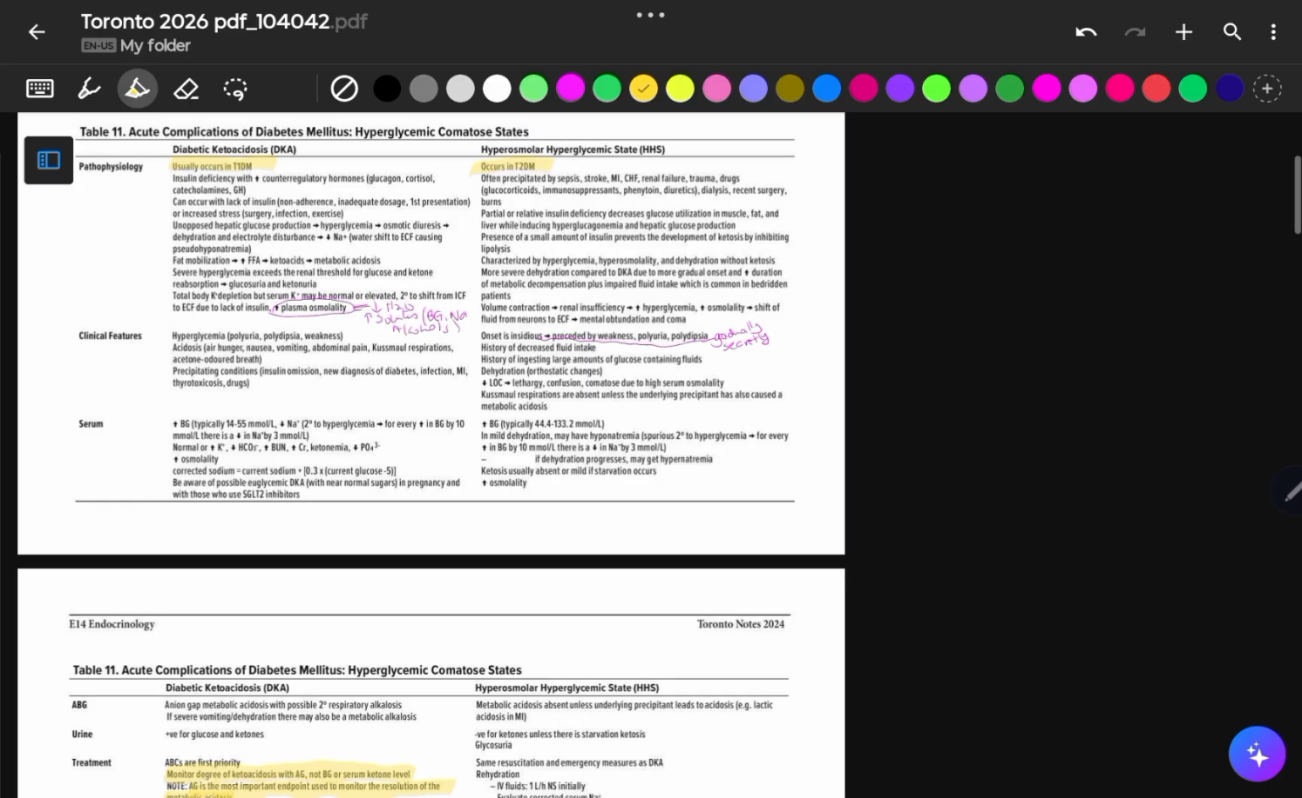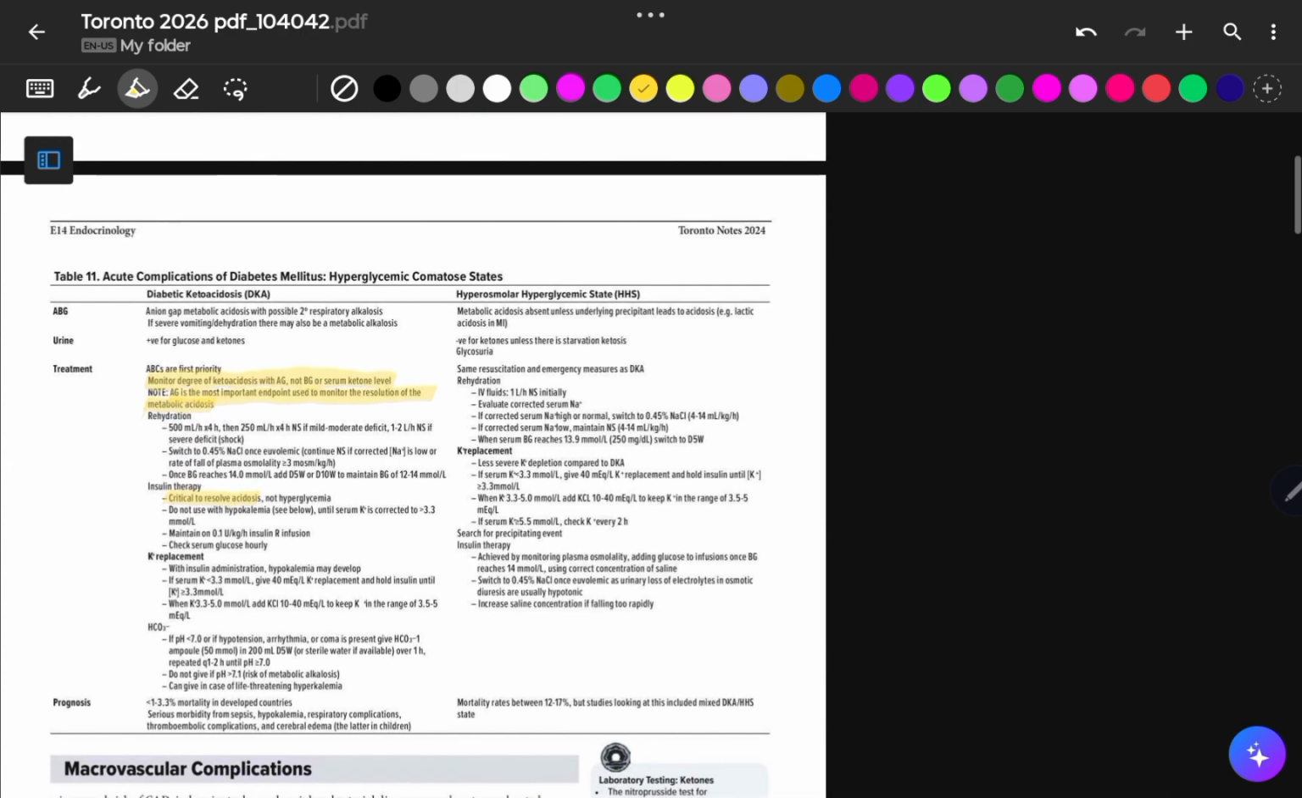Now, in mild dehydration you may have hyponatremia, because remember what we said: for any increase in glucose by 10 millimoles, you're going to have a decrease in sodium by 3 millimoles. If dehydration progresses, you may get hyponatremia. Why? You have decreased fluids, decreased water, so there's no balance. That's why you're going to have increased plasma osmolality: you have decreased fluids, but the solids are either the same or higher. Ketosis is usually absent or mild, unless starvation occurs. Repeating again, increased osmolality is secondary to dehydration.